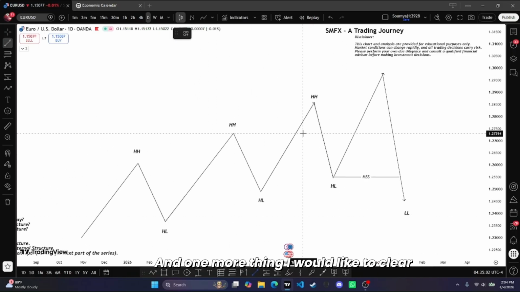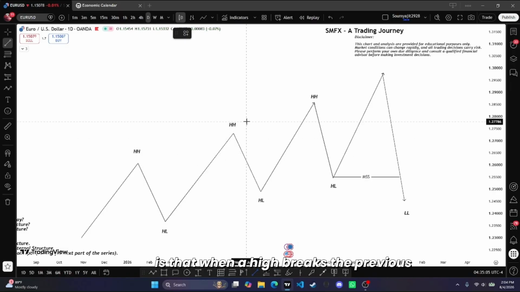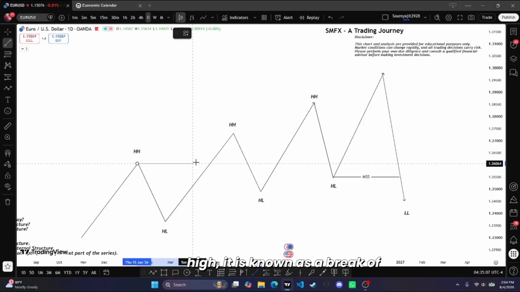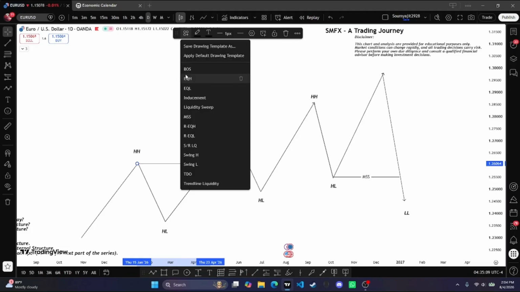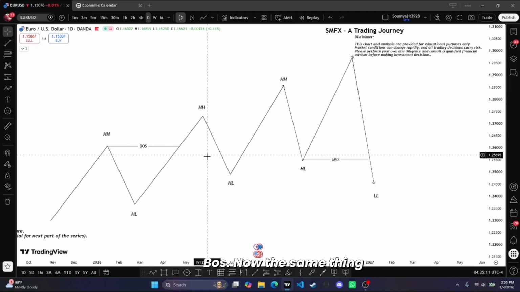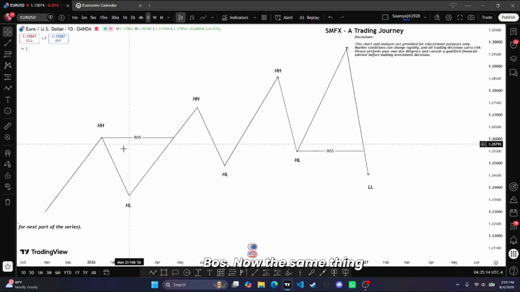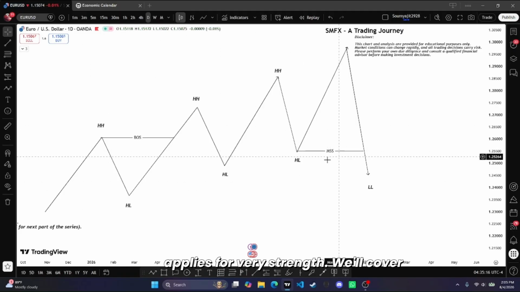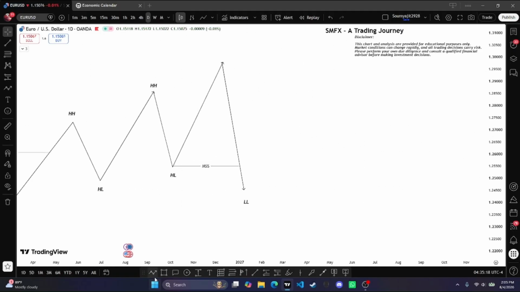And one more thing I would like to clear is that when a high breaks the previous high, it is known as a break of structure, BOS. Now this same thing applies for bearish trend. We'll cover that as well right now.